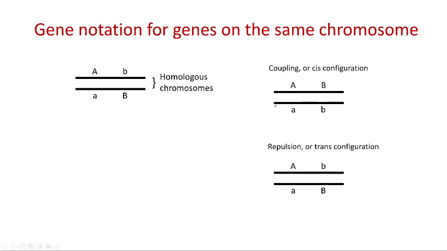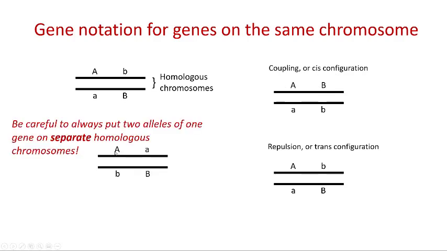This would be called coupling or cis configuration. Or we could have a situation where the one dominant allele is together with the other recessive allele and recessive with dominant. This would be repulsion or the trans configuration. Most of the time in class, I will write out the arrangement of the chromosomes just as is shown here.